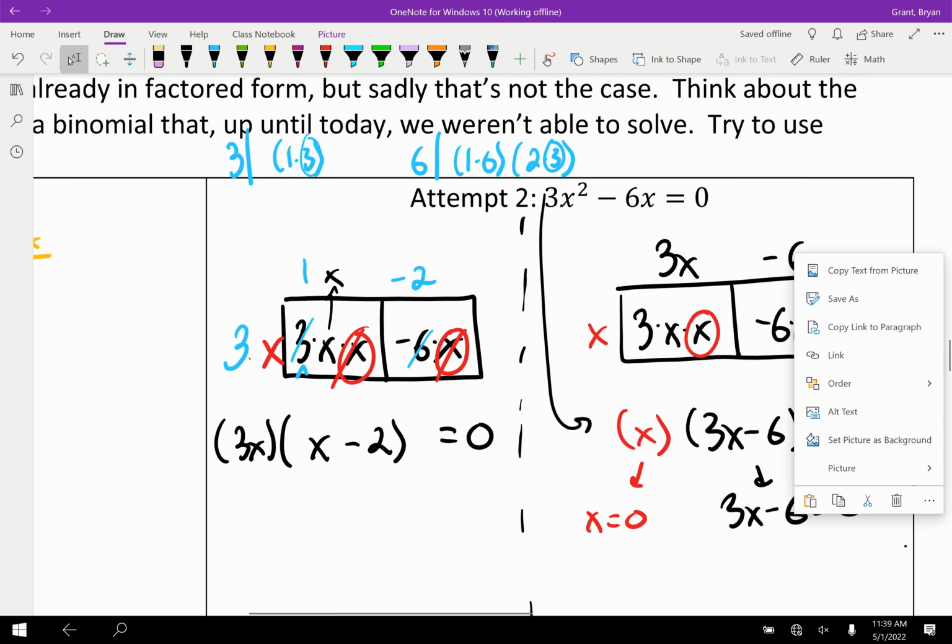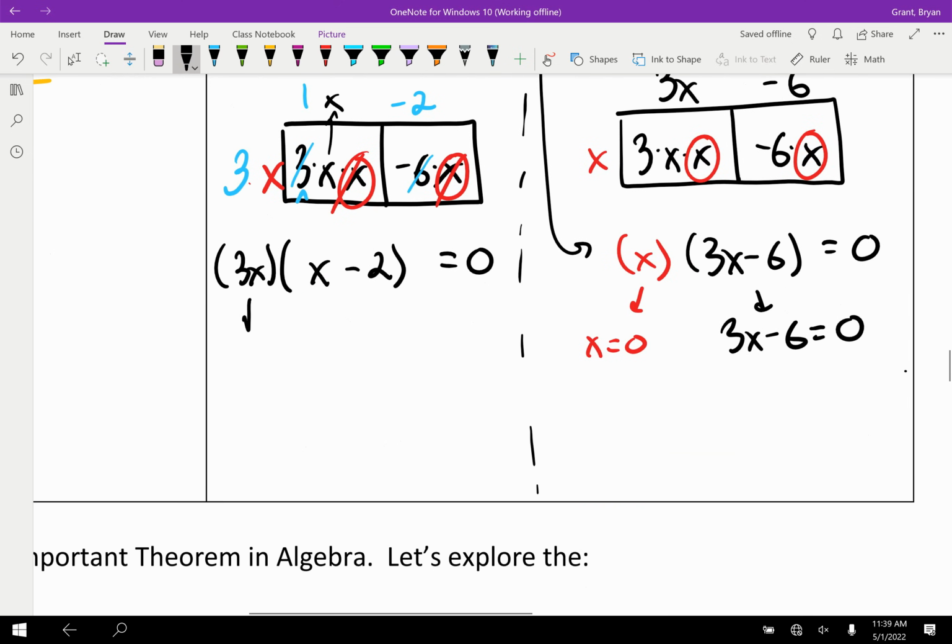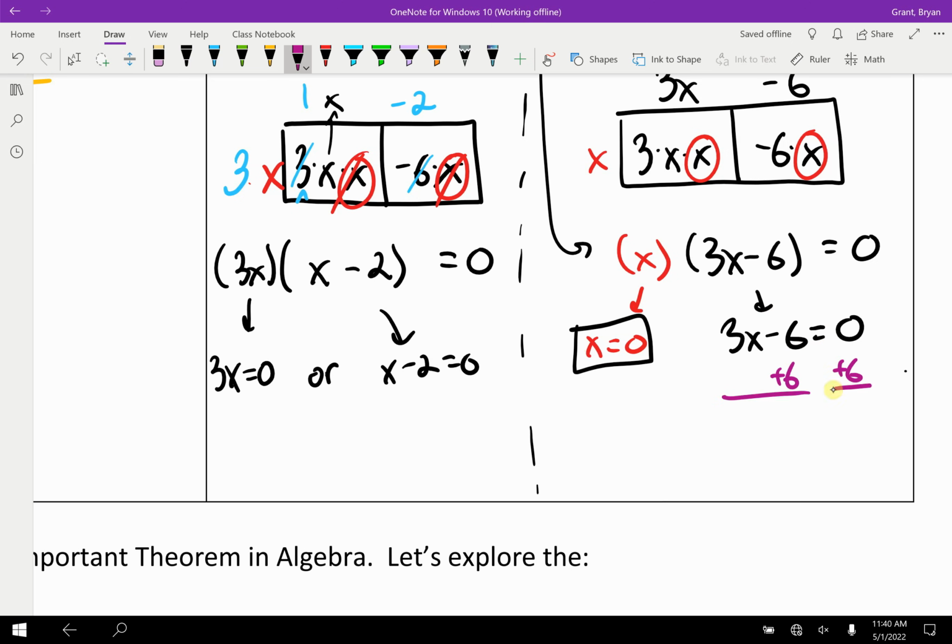Will we get the same answers? And let's see. Well, if we take the 3x and set that equal to 0, x minus 2 equal to 0. Okay. Well, we can go through and we can double check. So now notice on this right side, I'm actually going to go through and finish solving here. I'm going to add my 6 to both sides. That leaves me with 3x equals 6. And then divide both sides by 3, which leaves us with x equals 2. So 2 answers, 0 and 2.